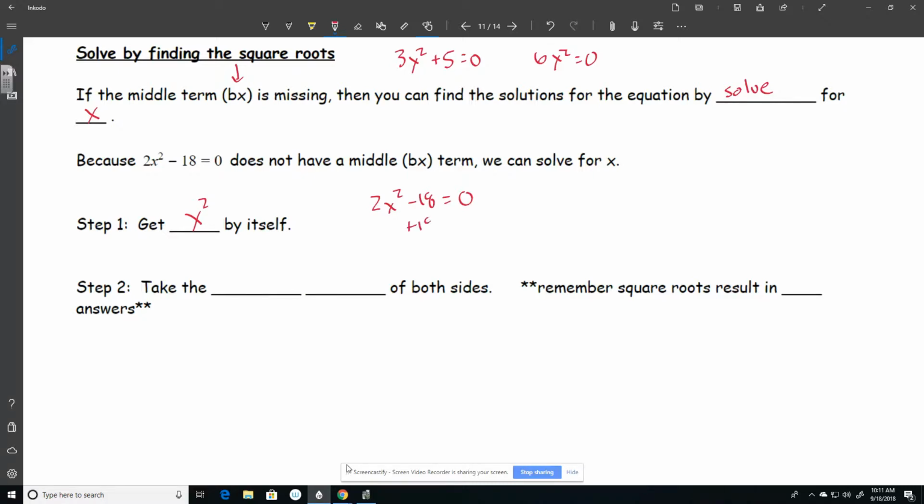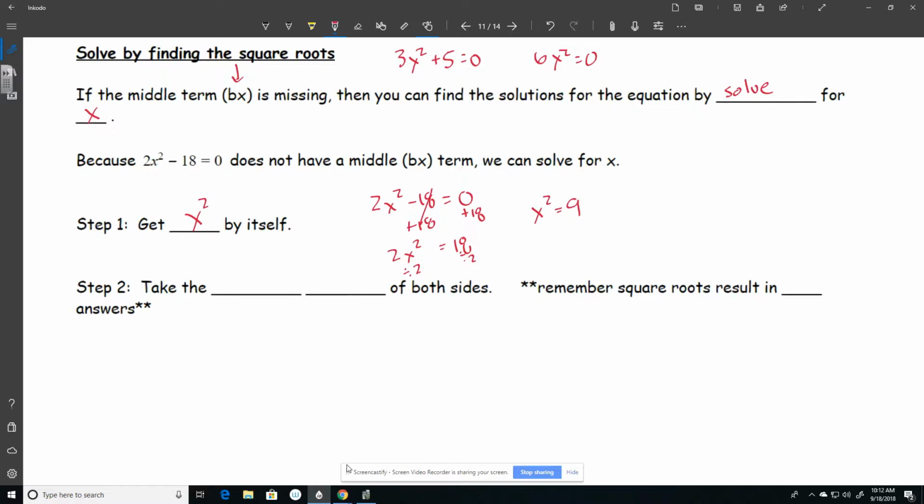First thing I have to do is get rid of the minus 18 by adding 18. So this becomes 2x squared equals 18. I added 18 to both sides. So those went away. This side becomes 18. Now I've got 2 multiplied by x squared. To get rid of that 2, I divide by 2. And I'm left with x squared is equal to 18 divided by 2. It's equal to 9.